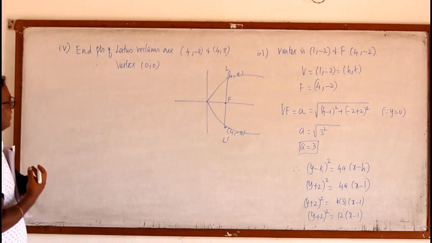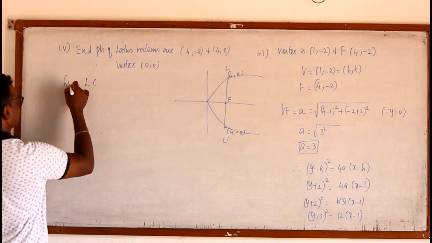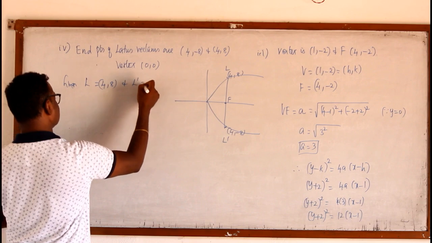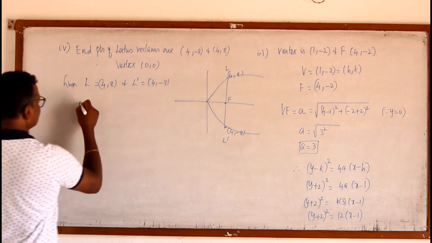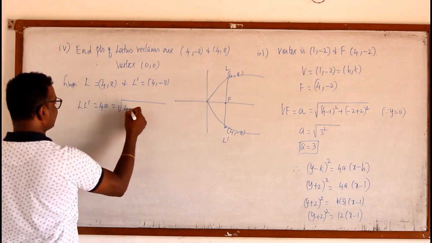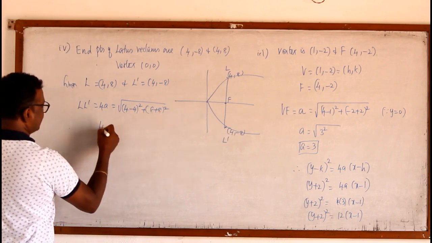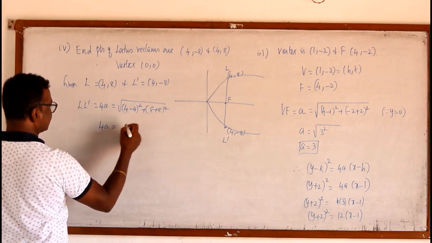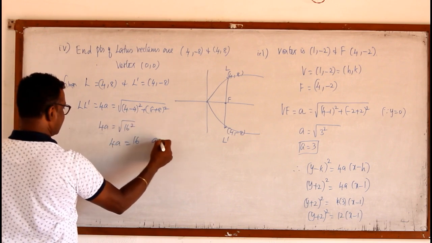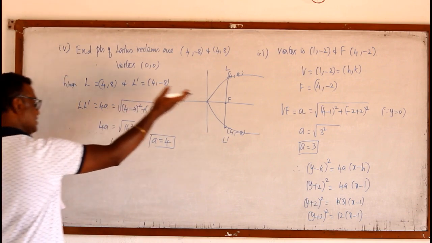So, LL' gives me 4a, isn't it? So, L is (4, 8) and L' is (4, -8). So, LL' is 4a, that is given by the distance formula, isn't it? Square root of (4 - 4) whole square plus (8 + 8) whole square. 4a equal, this is 0 and this is the square root of 16 square. 4a equal to 16, so a equal to 16 by 4 is 4. So, we found a. Now see, we got the nature of the curve.